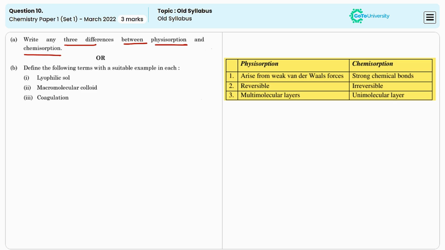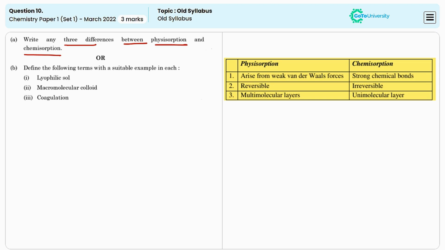Physisorption is more reversible, that is, the adsorbate can be removed easily from the adsorbent. Chemisorption is less reversible, as breaking the chemical bonds requires significant energy in case of chemisorption. In the old question, we need to define the lyophilic sol. Here you will get 3 marks if you write 3 differences between physisorption and chemisorption.